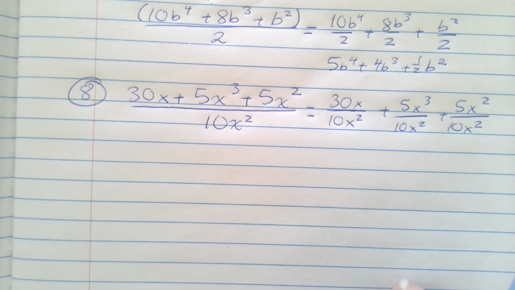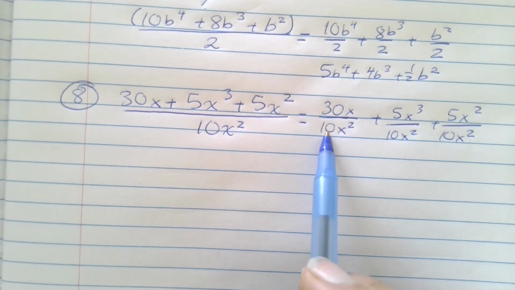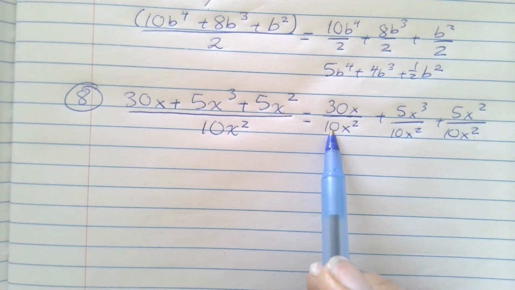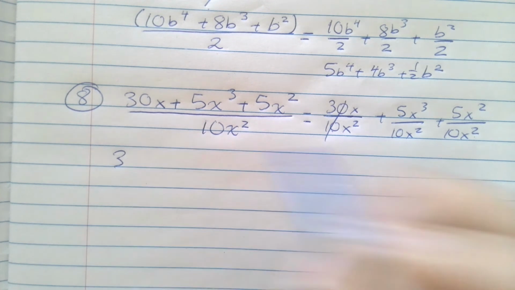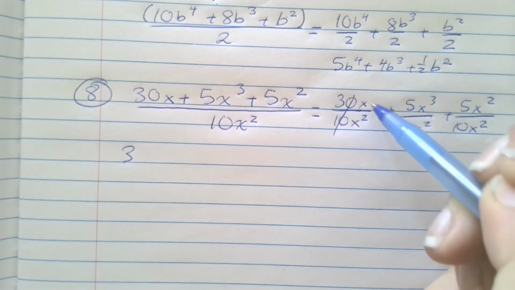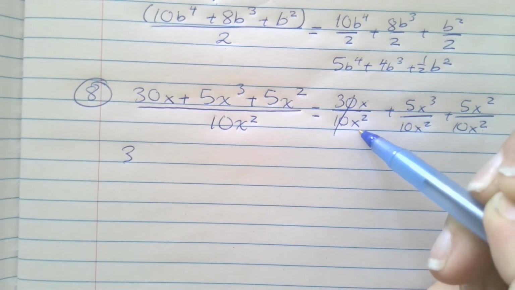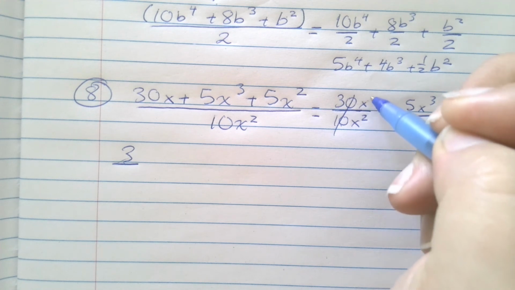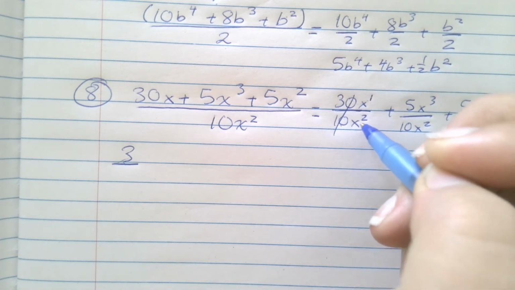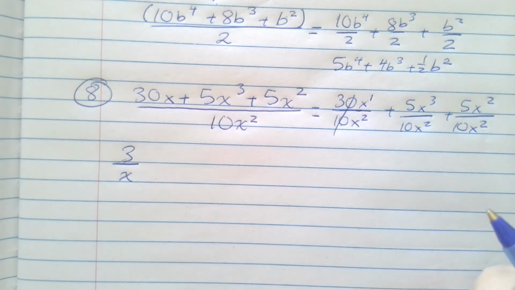Let's break it down simply here. 30 divided by 10, what is that? Just 3. Okay. What about x and x squared? Do I have more x's on the top or the bottom? I have more on the bottom. How many more? I've got 2 on the bottom and 1 on the top. So there's 1 extra on the bottom. Right? Because you subtract the powers.